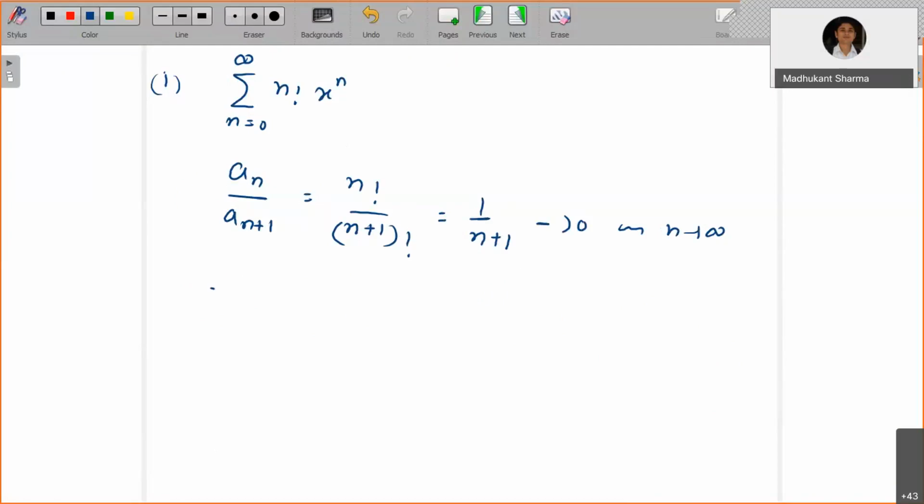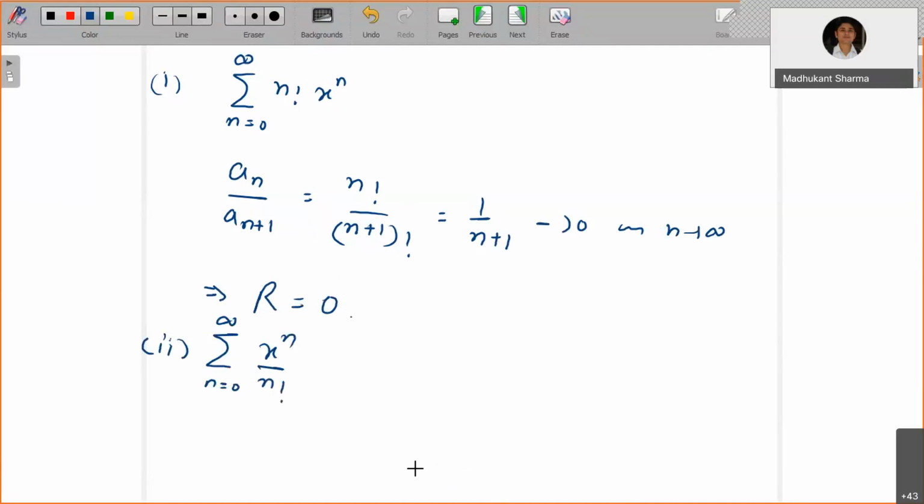So this implies the same in the magnitude sense as well, because these are non-negative terms, and if you take the modulus, that still will not be a problem. So this implies R equals 0. It means that this will only converge for x equals 0. Now instead of this, suppose the summation n equals 0 to infinity of x to the power n by n factorial.